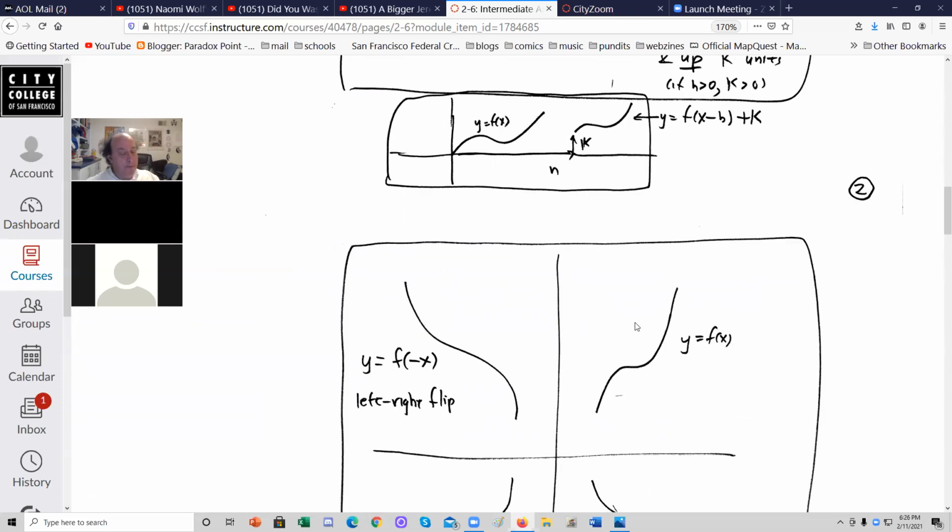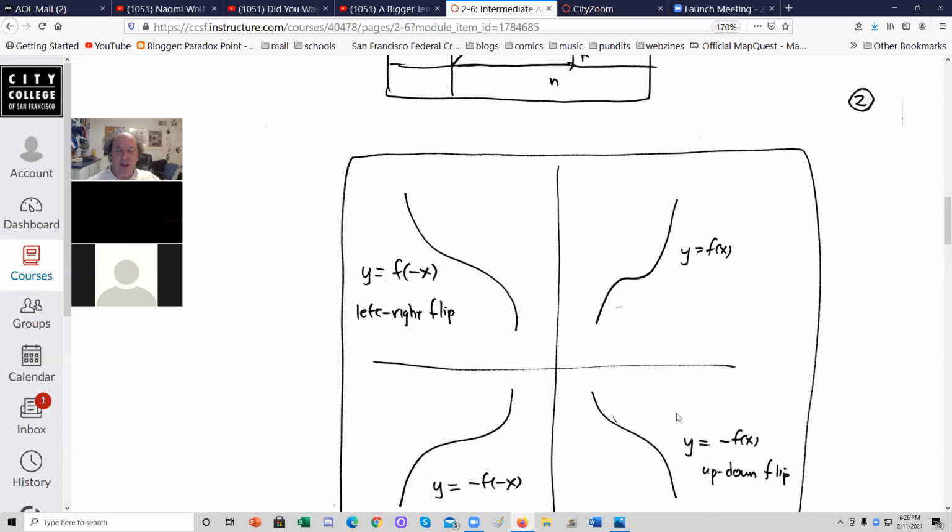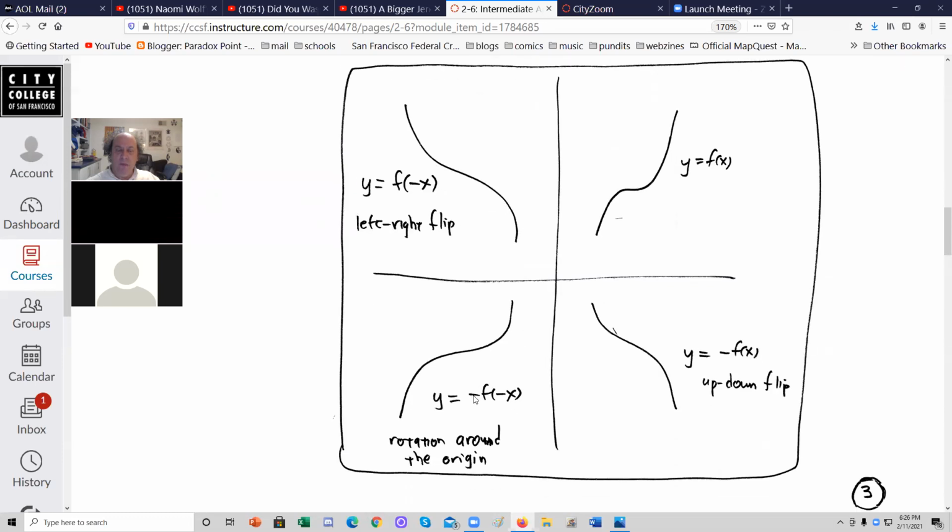Now there's also multiplying by multiples inside and outside the function. Right now, I'll start out with negatives. If this is the graph of y equals f of x, then y equals minus f of x flips it up or down. It's an up-down flip through the x-axis. Y equals f of minus x flips it left or right through the y-axis. And if it's both, minus f of minus x, it flips through the y-axis and then flips through the x-axis.